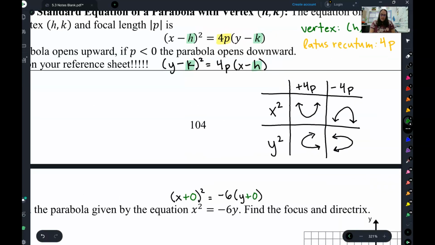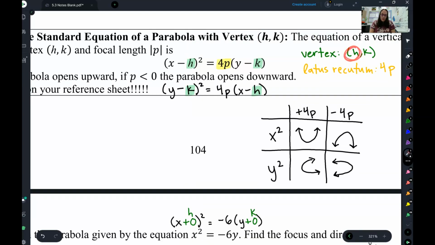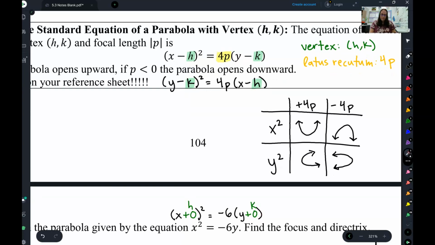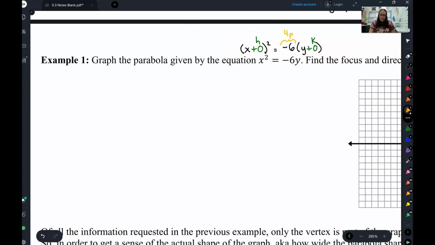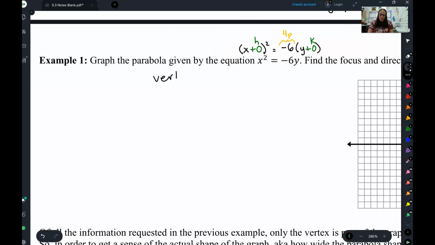So now that I've got these labeled, I can see h with my x, k with my y. Notice for a moment, h always goes with your x value because h is the x value of the vertex point. And k always goes with your y value because k is the y value of the vertex point. And we also notice right here, that is going to be my 4p. So that is my latus rectum width.